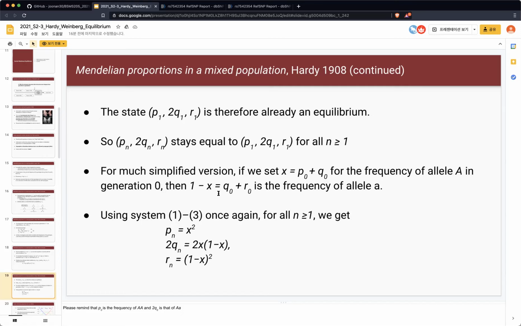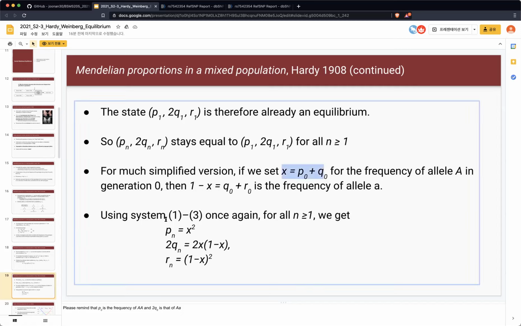So this is the frequency of the small allele, small a, right? Because they are complementary to each other, the sum has to equal 1. So we use that simple notation and put it into the equations we saw in the previous slides 1 to 3. Then we can easily derive that Pn equals x squared, Qn is x times (1 minus x), so 2Qn is 2x times (1 minus x), and Rn is (1 minus x) squared, right?